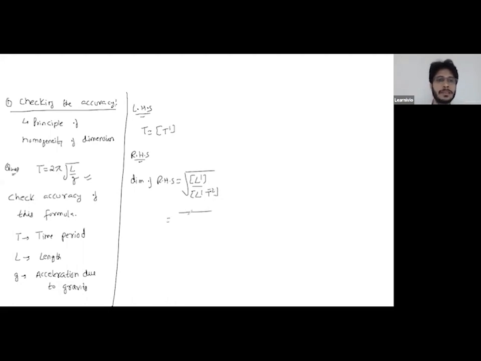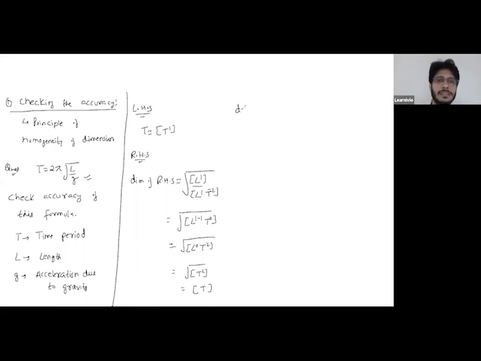So the combined is root over L1 divided by L1, which means 1 minus 1. This T to the power minus 2 will come to the numerator, it would be T squared only. So this is L to the power 0 T squared. This L to the power 0 is dimensionless. So this is root over T squared. That means it's just T. So the dimensional formula is just T.